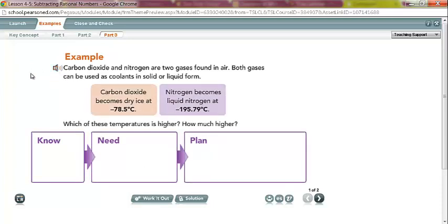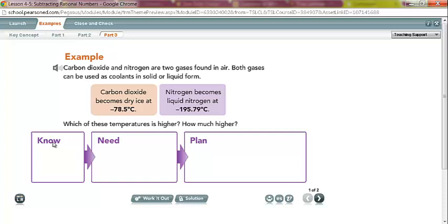Carbon dioxide and nitrogen are 2 gases found in air. Both gases can be used as coolants in solid or liquid form. Carbon dioxide becomes dry ice at -78 5/10 degrees Celsius. Nitrogen becomes liquid nitrogen at -195 7/900 degrees Celsius. Which of these temperatures is higher? How much higher?